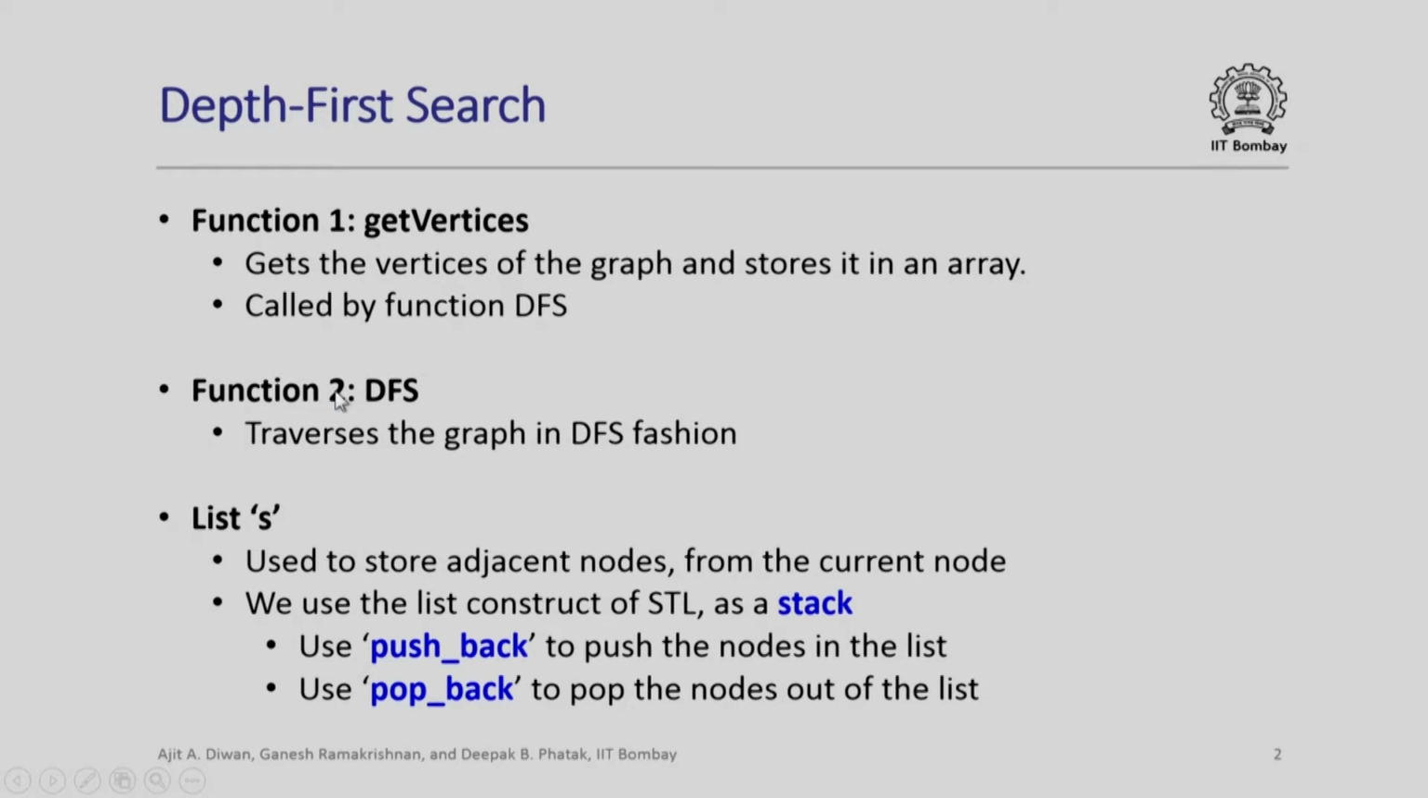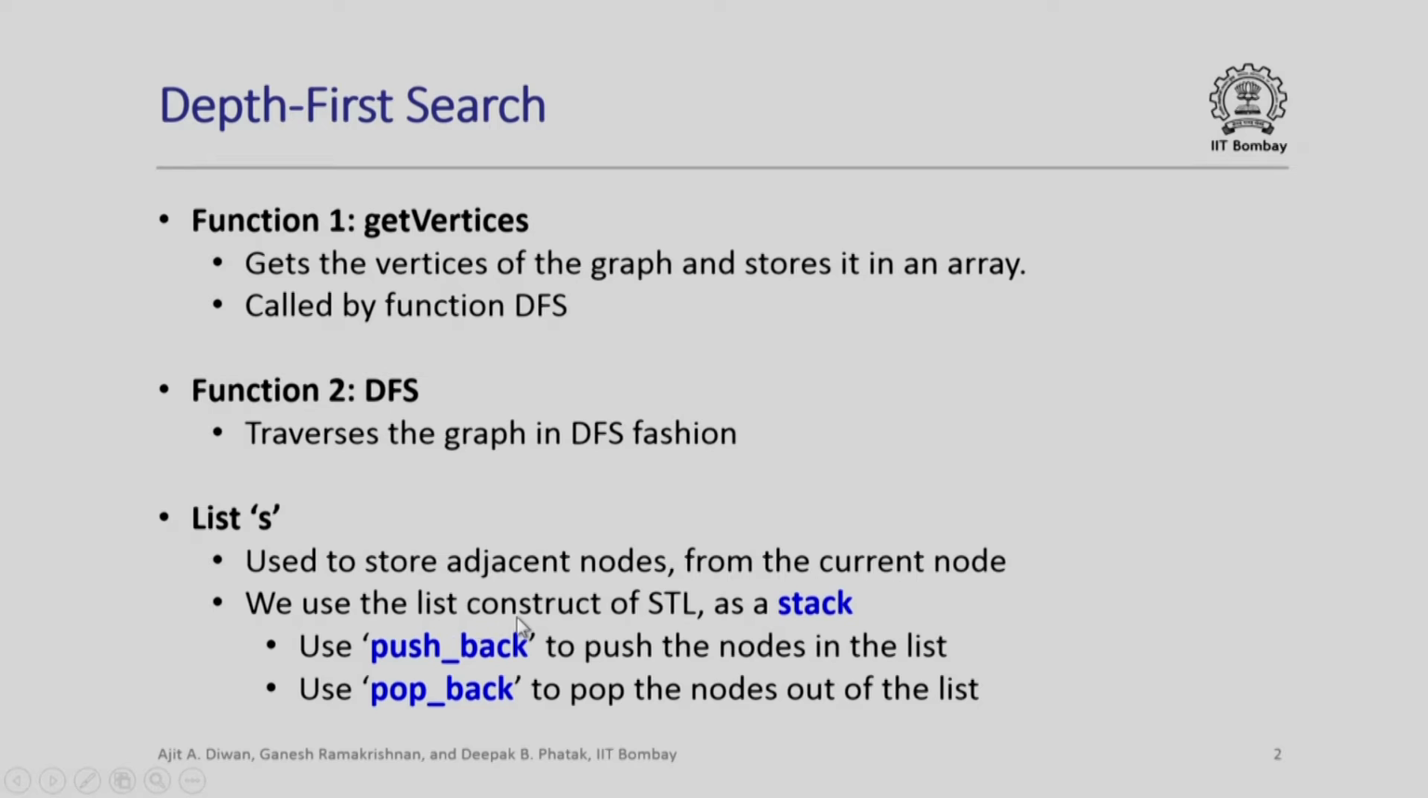We will need several functions in order to implement the depth first search. A function which says get vertices. We are already familiar with this. We get vertices of the graph and store them in an array, and this will be called by the DFS. The second function we require is actual DFS search for traversal of the graph. We will also be using a list S. This list is used to store adjacent nodes which are outgoing from the current node.